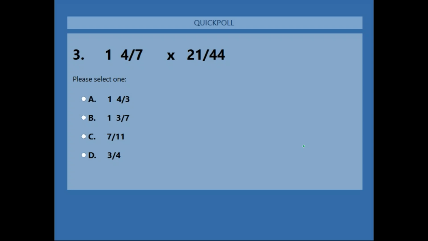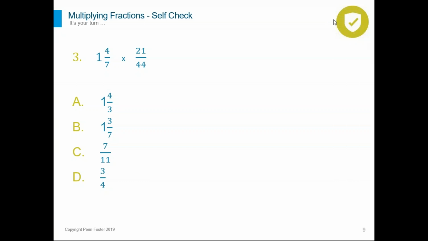Okay, let's do the question together. I'm going to remember to multiply, not to add. So we have 1 and 4/7 times 21 over 44. We cannot do anything yet. We have to change to an improper fraction. How? Multiply 1 times 7 is 7 plus 4 is 11, and keep the denominator as is. 11 over 7 times the second one, which is just a fraction. Write it as is.